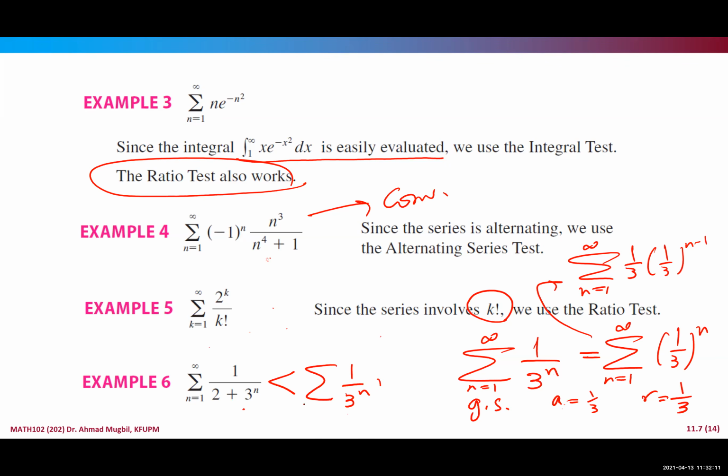So now this is convergent. Our series is less than a convergent series, so it will be convergent. By the way, if this is divergent, we have no conclusion. But we are lucky because this one is convergent and our series is less than a convergent one, so it will be convergent.